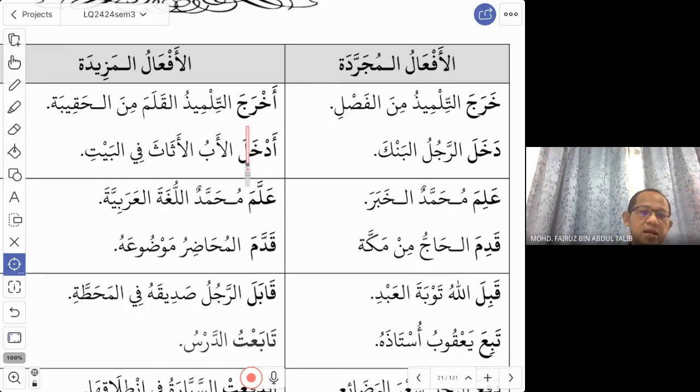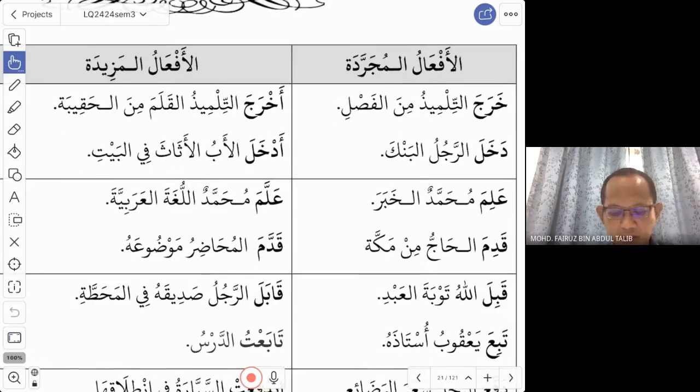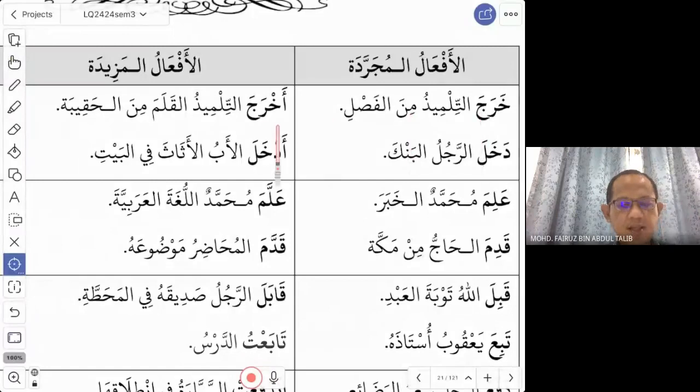The meaning is not to go out anymore. Akhraja is to take somebody or something out. Here is the example, akhraja at-tilmiz. It is not that the tilmiz went out of the classroom. No, the tilmiz takes something out. That is a new meaning, a new fi'l. At-tilmiz akhrajal qalam. The student took out the pen from the bag, min al-haqibah. So this is the fi'l mujarrad, and this is the fi'l mazid.